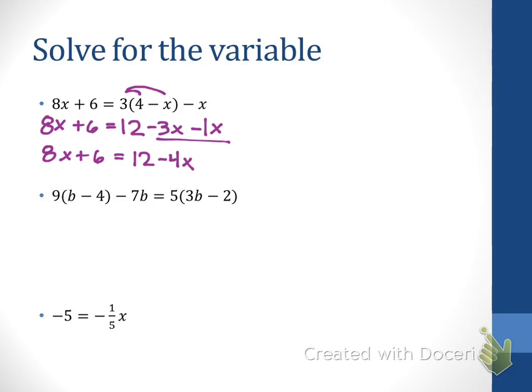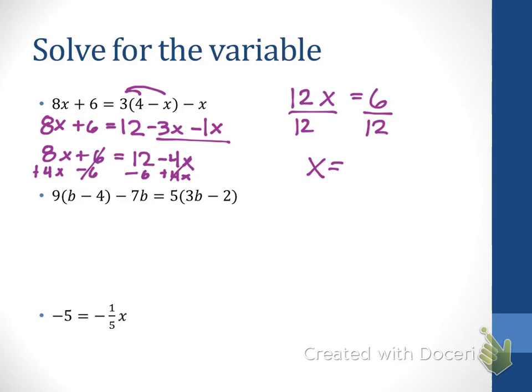Now is when I have to do the opposite because my like terms are on opposite sides. So I can add 4x to 8x. And I could subtract 6 and subtract 6 from 12. And I get 12x is equal to 6. What would I do now? Divide by 12. What is 6 divided by 12? 1/2. Make sure you remember that that is not 2. Because if you say it's 2, you're basically telling me 12 times 2 equals 6. Is that right? No. 12 times 2 is 24.